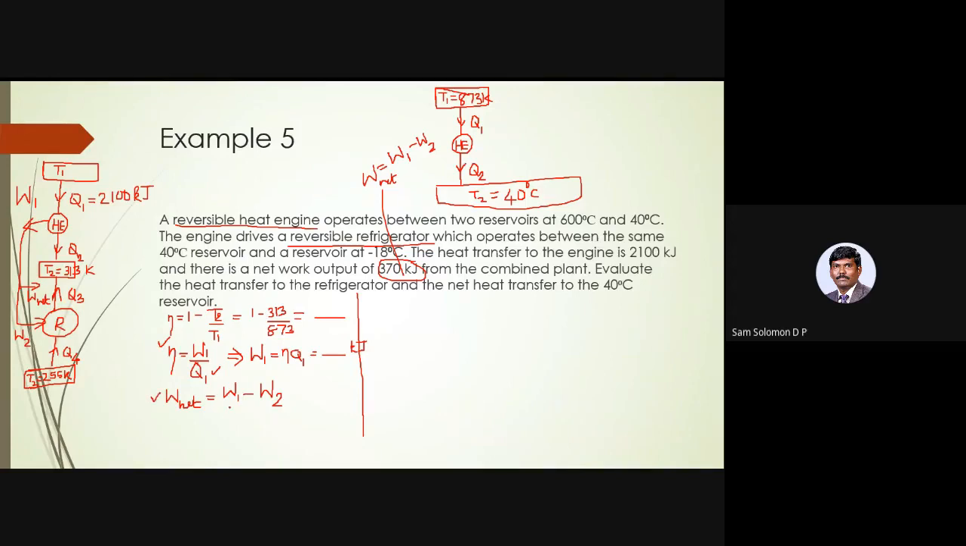Now you know the value of this W net. You know the value of this W1. So now you know the value of W2 also. So now you know how much work input is given to the refrigerator. That is also now known in kilojoule. Okay, correct?